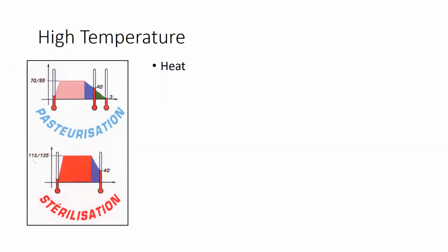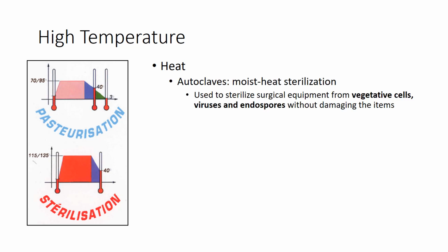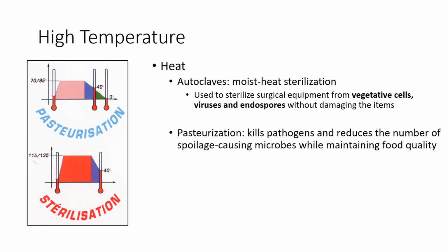So here's a slide that compares high heat autoclaving sterilization versus pasteurization. So autoclaves, moist heat, are used to sterilize surgical equipment. Pasteurization will kill microbes or pathogens in particular, and will reduce the total number of spoilage-causing microbes. But it will not kill all the microbes. But the point for pasteurization is to kill those that are potential pathogens.